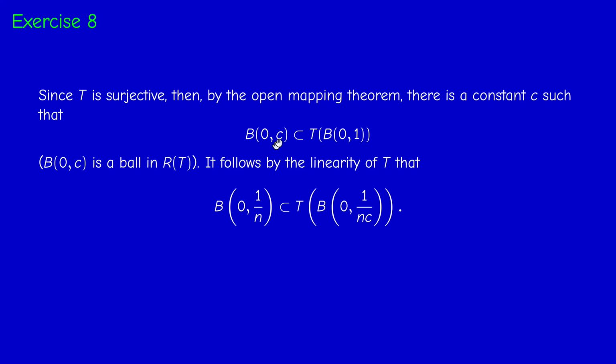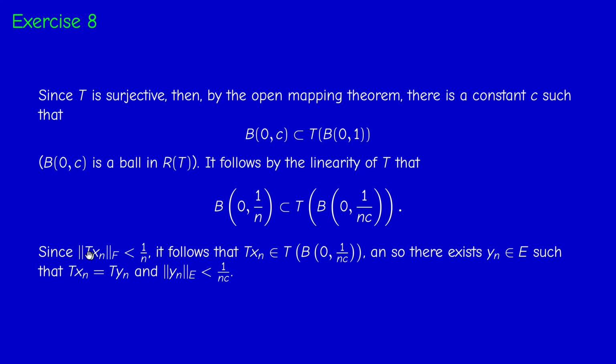Now by the previous inequality, the norm of T xn is less than 1 over n. So T xn is here, and therefore it's here. What does it mean that it's here? It means that it is in the image. So T xn is equal to T of some yn, where yn is here.